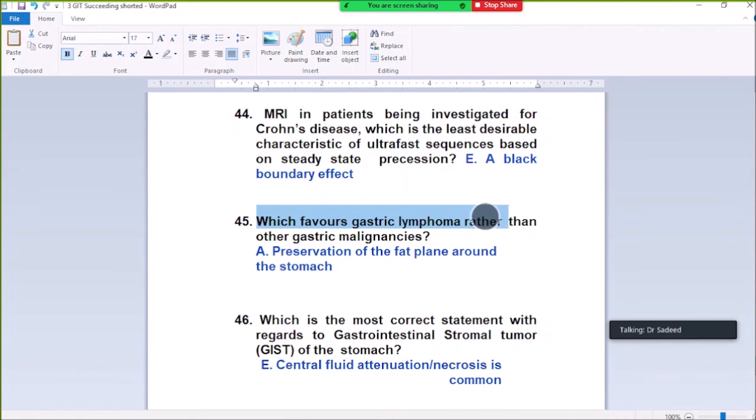45. Which favors gastric lymphoma rather than other gastric malignancies? Preservation of fat plane around stomach. Gastric lymphoma is relatively benign. It does not invade the blood vessels, so it also causes preservation of the fat plane around the stomach.